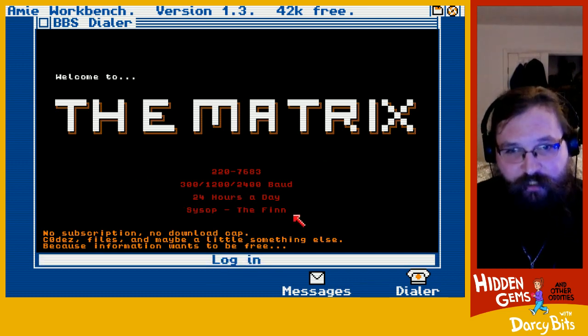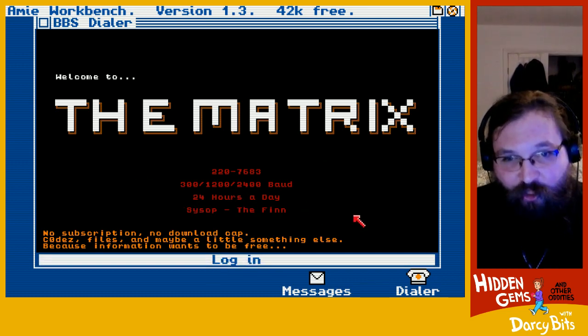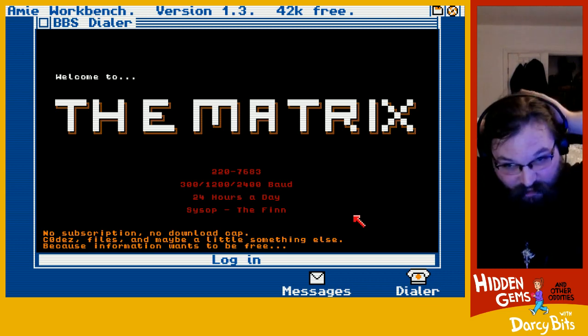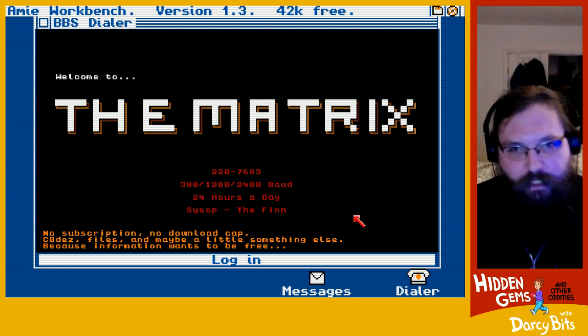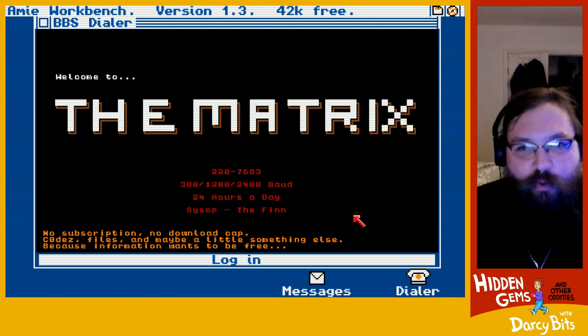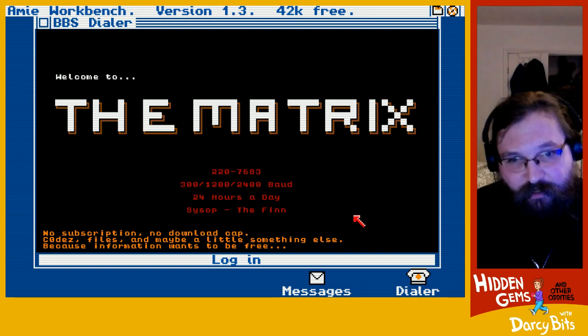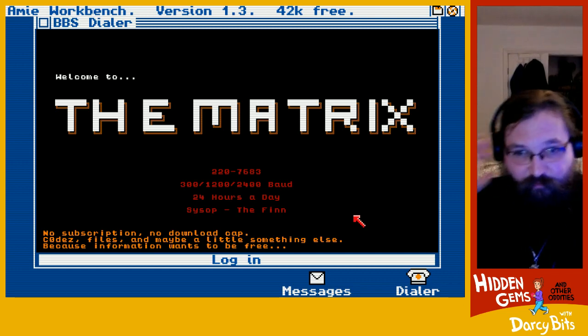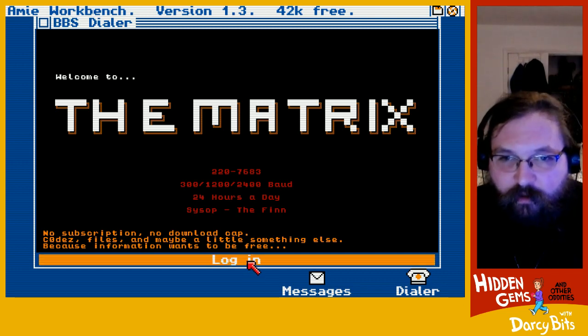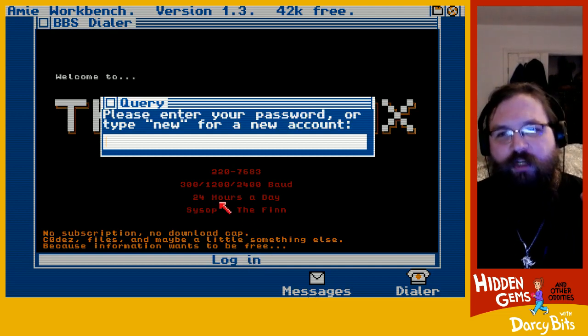Welcome to the Matrix. 220-7683, 300/1200/2400 baud. 24 hours a day. Sysop of the Fin. No subscription, no download cap, codes, files, and maybe a little something else. Because information wants to be free. Please enter your password or type new for a new account.